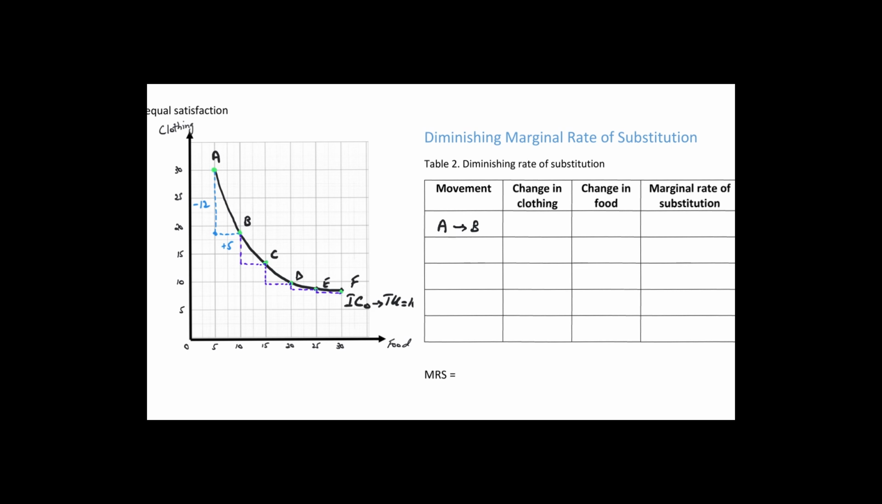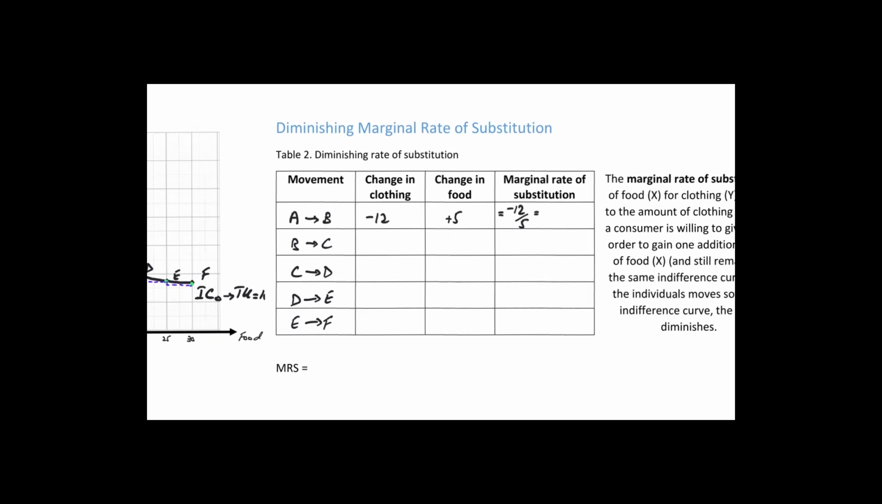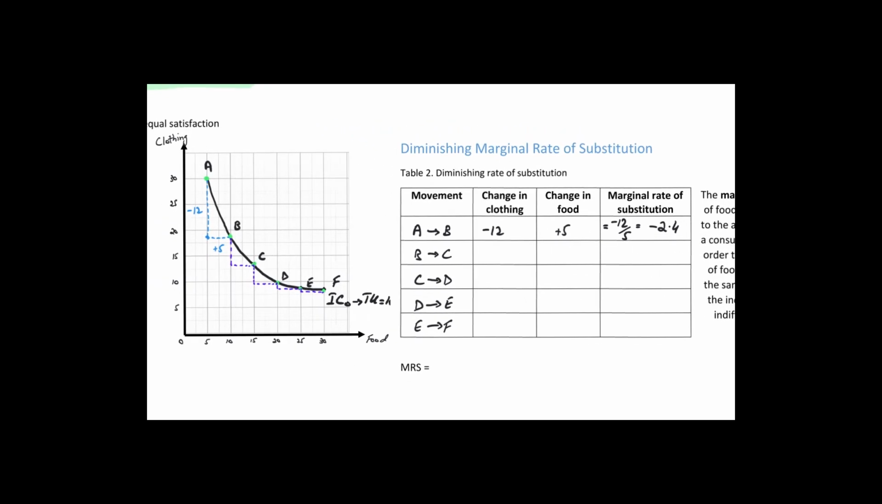So we'll do it for the ranges from A to B, and then from B to C, and then C to D, D to E, and E to F. So for the first, I gave up about 12 clothing in order to have 5 of this. My marginal rate of substitution becomes minus 12 over 5, which is minus 2.4. That means for every one food, I give up 2.4 of clothing. This is just for the A to B range.